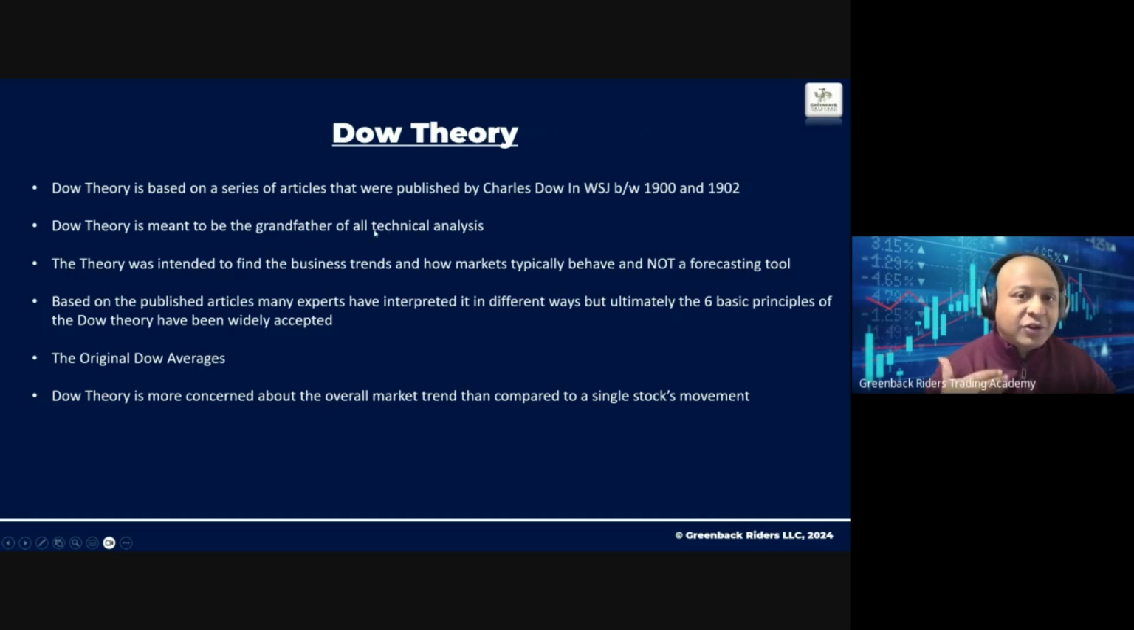As we go through the Dow theory, you will understand what are the different things that we use nowadays in the current scenario, and those things were actually formulated around 100 years back, right? The theory was intended to find how the economy was doing, how the business market as a whole in a particular country or in a particular region was doing. And based on that, he had certain findings, and based on those findings, he wrote those articles, and those articles slowly became widespread. It became very popular with different traders.